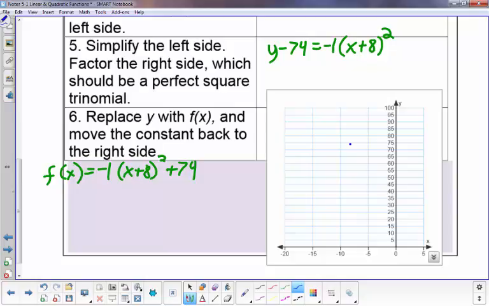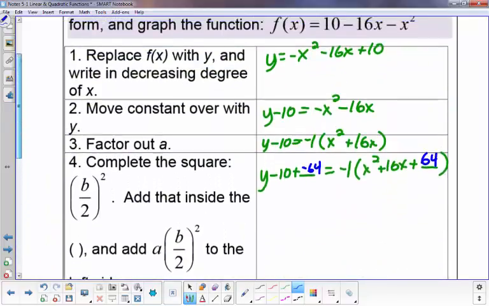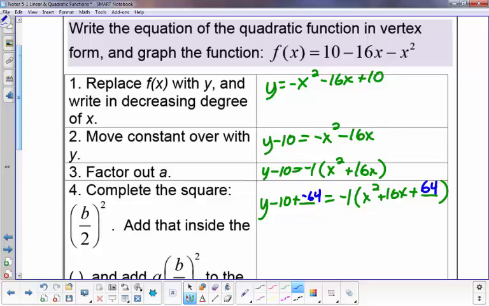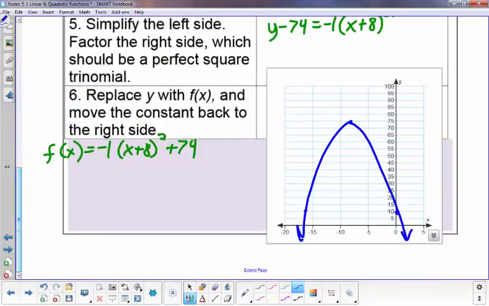So that should be somewhere right about there. If you go back to the original equation, the reason I can do 10 is that 10 is my y-intercept, it's the constant. So knowing that my vertex is at negative 8, 74, and if you think about it, 8 to the right, it's 64 because you're squaring, so 8 and 8. I just give a rough estimate of where the 16 was, but we know it crosses at 10.